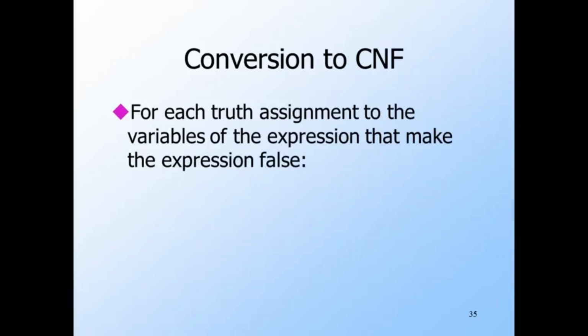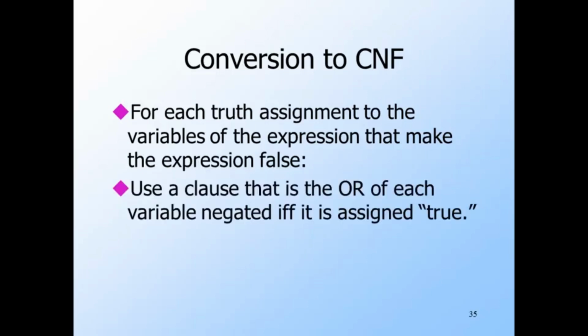We'll consider each truth assignment that makes the expression false. Note that if there are k variables in the given expression, there could be 2 to the k such truth assignments, and the resulting expression will take that much time to write down. But again, we're only exponentiating a constant, and the result is still independent of the input size n. For each such truth assignment, we construct one clause.